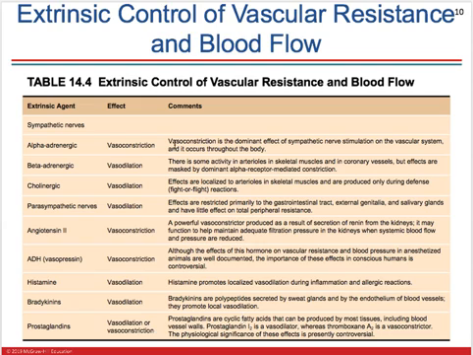So here it shows this extrinsic control of vascular resistance and all the different kinds of things that alpha receptors and beta receptors and parasympathetic and other kinds of things can do. I'm just going to leave this table in here for your reference, and we'll continue to talk about these in other sections.